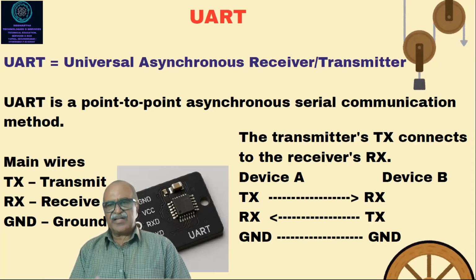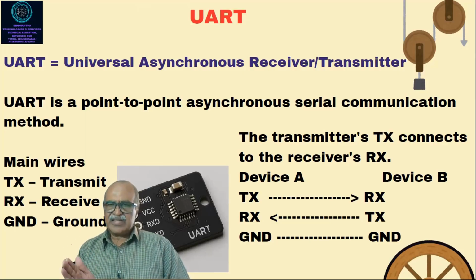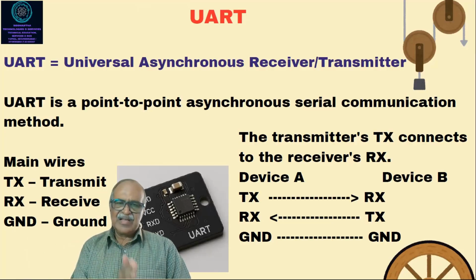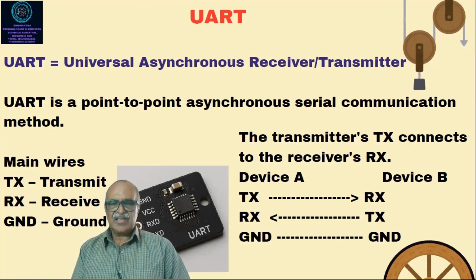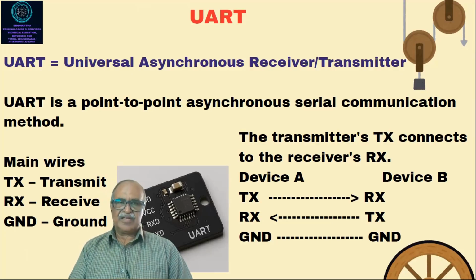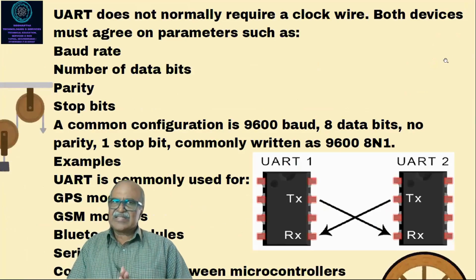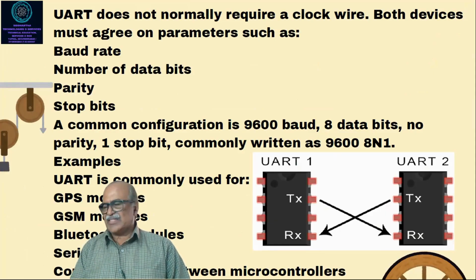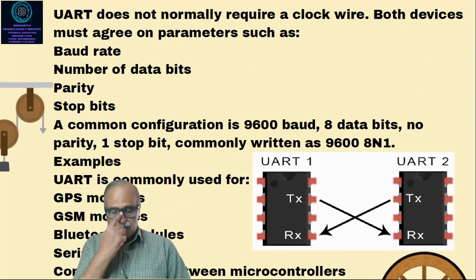So the TX is connected to RX. If there are two devices, A and B, then one TX is connected to the other RX, and device A's RX is connected to device B's TX. Ground will be common here. So UART does not normally require a clock wire or clock pulses, but the devices must agree on parameters such as baud rate. That is very important.